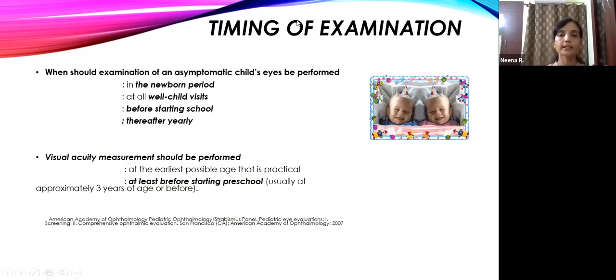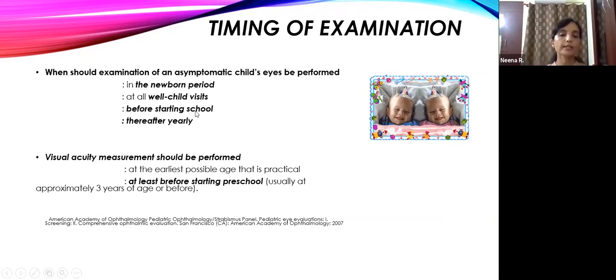So when should a child have the eye examination? This is a very common question which a lot of parents ask me. So what I say is that the examination of the child starts from the birth itself. So your pediatrician would be checking the child's eyes right from the time the child is born, and then in the newborn period itself, at all well-child visits.